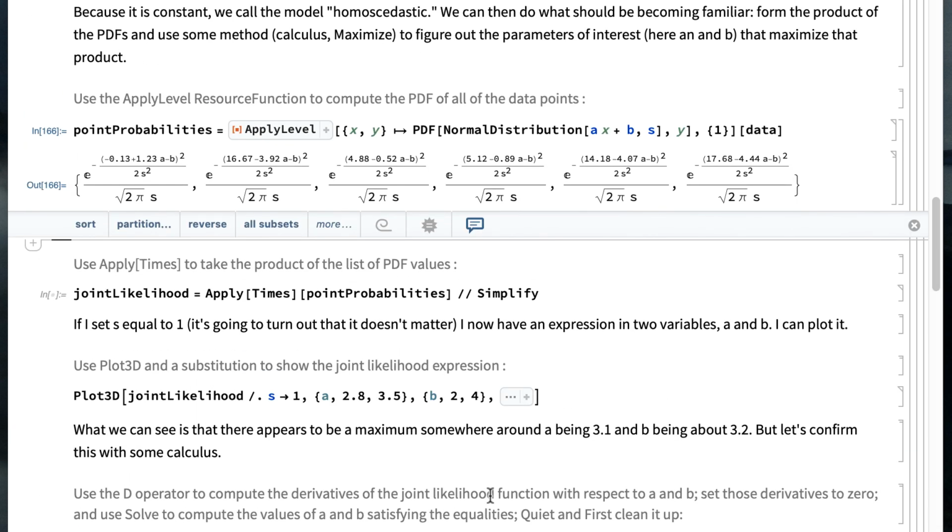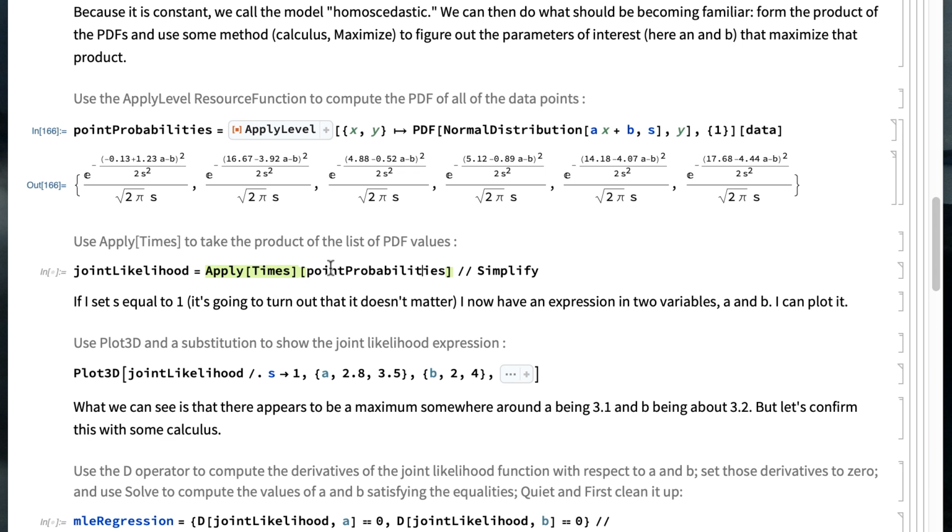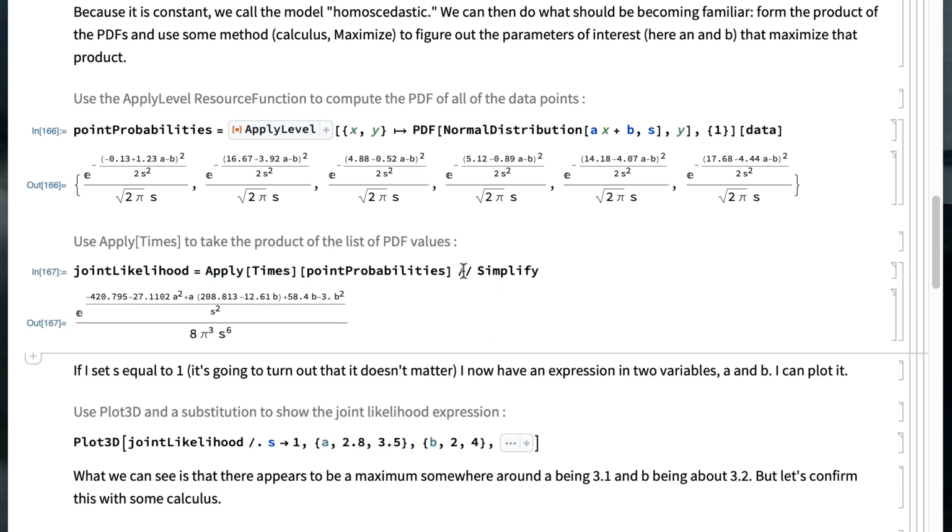And we now have an expression. There are expressions in A and B and also in S, although it's going to turn out that S doesn't matter very much. We're going to do the same thing we did last time. In order to get the joint probability, we're going to multiply each of these individual probabilities together, because we're again going to assume that the errors are independent of each other. So I'm going to multiply them, and then I'm going to simplify the expression.